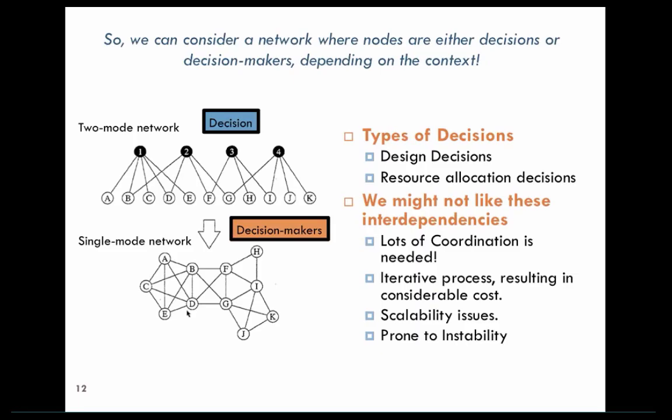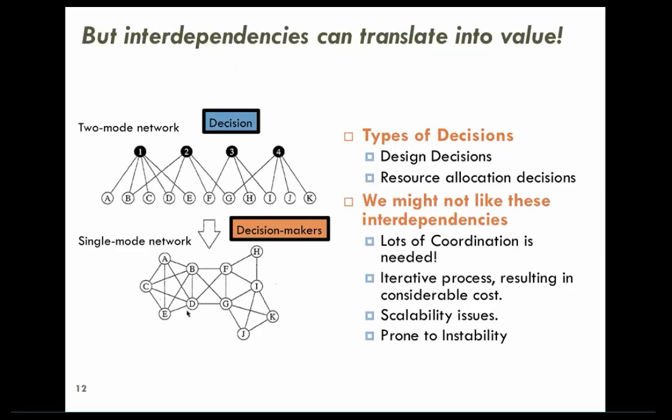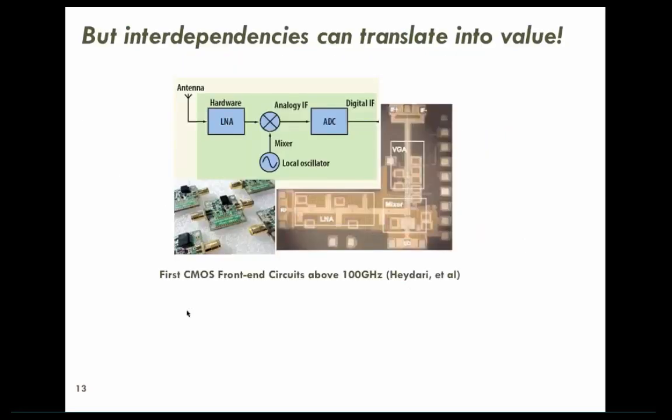One key question: do we like these interactions and interdependencies? In many cases, we don't, because these interdependencies mean that there's a lot of coordination. It means a lot of iterative processes that result in considerable cost, and the system might be prone to instability and scalability issues.